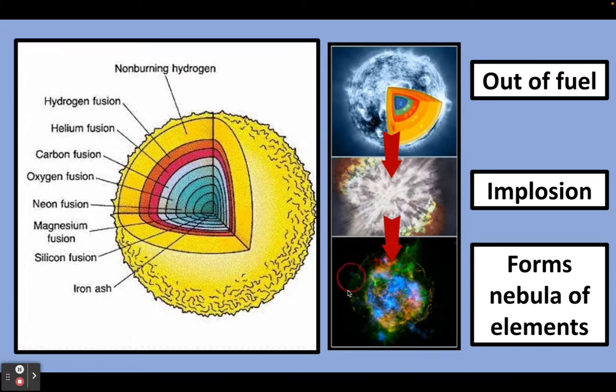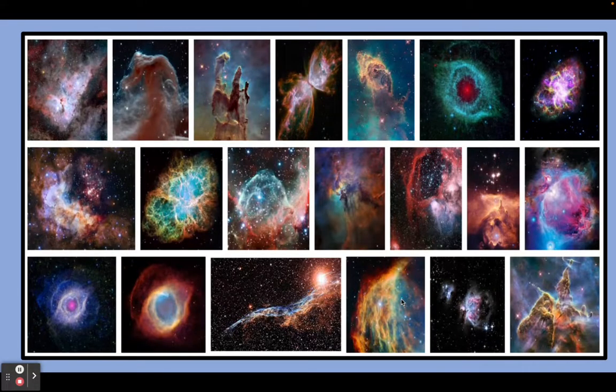So here's an example on the bottom of a nebula of elements, and you can tell the different elements based on the color you see. And here's another picture of different nebulas. I don't know if you've seen these before, these are very colorful pictures of nebulas, and these are elements that have been formed by supernovas and other things going on.